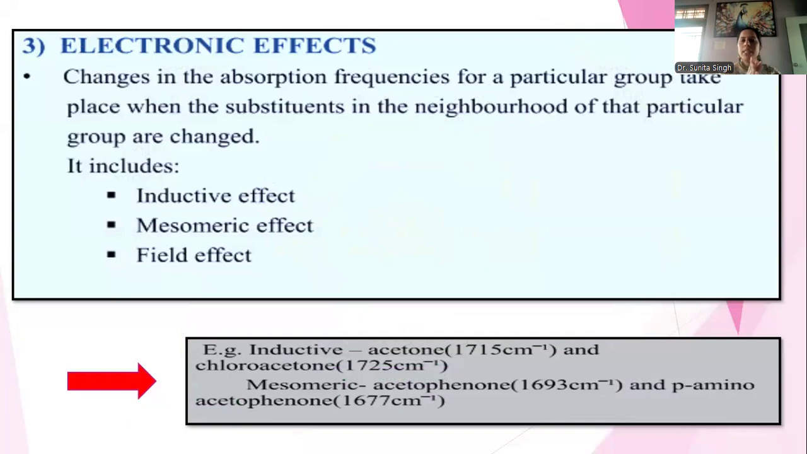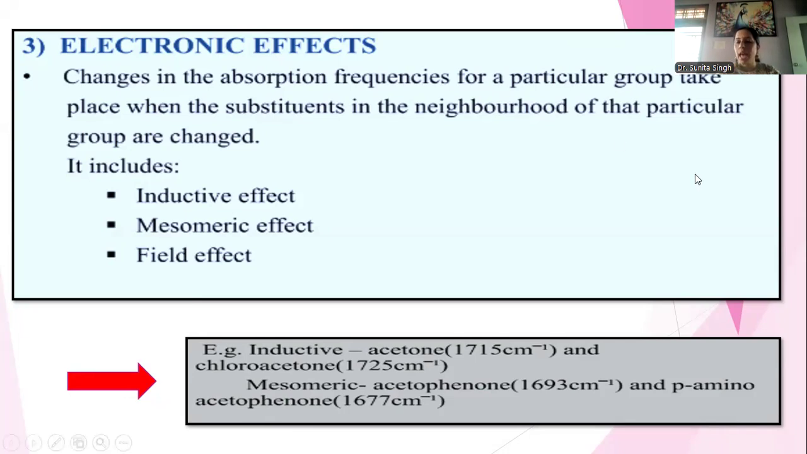Electronic effects also matter. Changes in the absorption frequencies for a particular group take place when the substituents of that group are changed, like inductive effect, mesomeric effect, and field effect. All these effects play a vital role in vibrational frequency. For example, acetone has a vibrational frequency of 1715 cm⁻¹, whereas chloroacetone has 1725 cm⁻¹. So it can be seen that minus I groups increase the vibration frequency, whereas plus I groups decrease the vibration frequency.